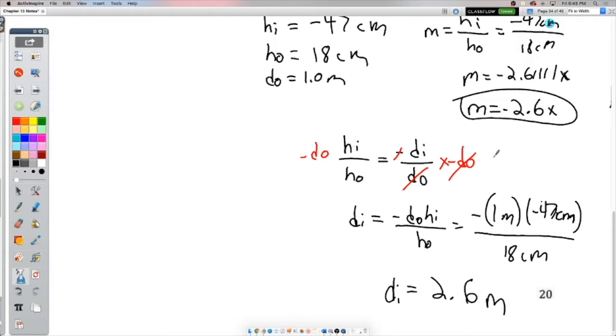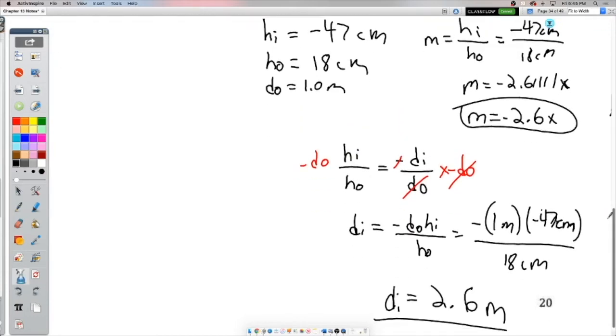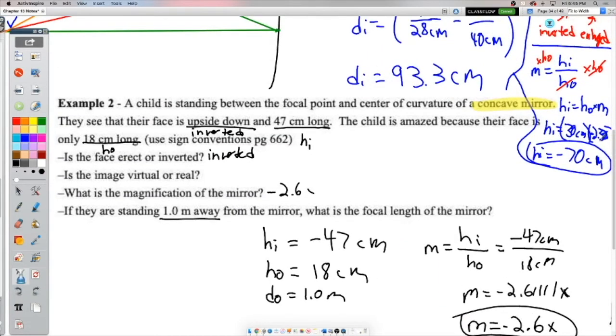Okay. Notice that's positive. So what does that positive tell us? If the image distance is positive, is that a virtual image or a real image? Well, if it's positive, it means the image is forming on the real side of the mirror, on the front side of the mirror, right? So it must be real.